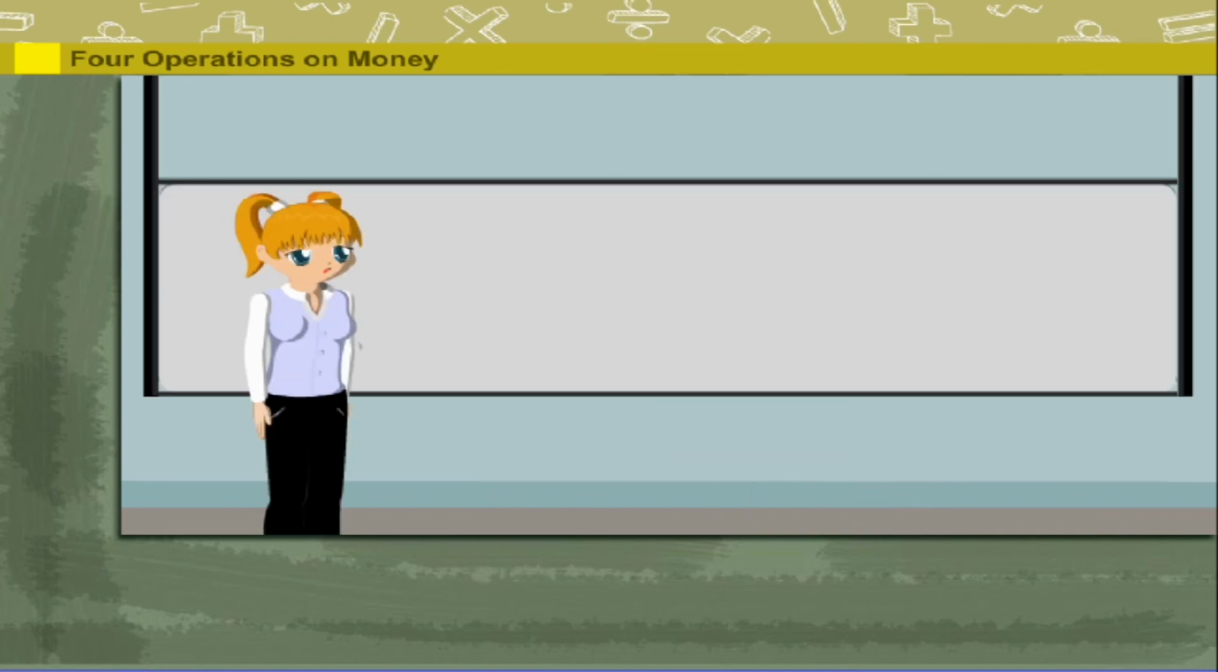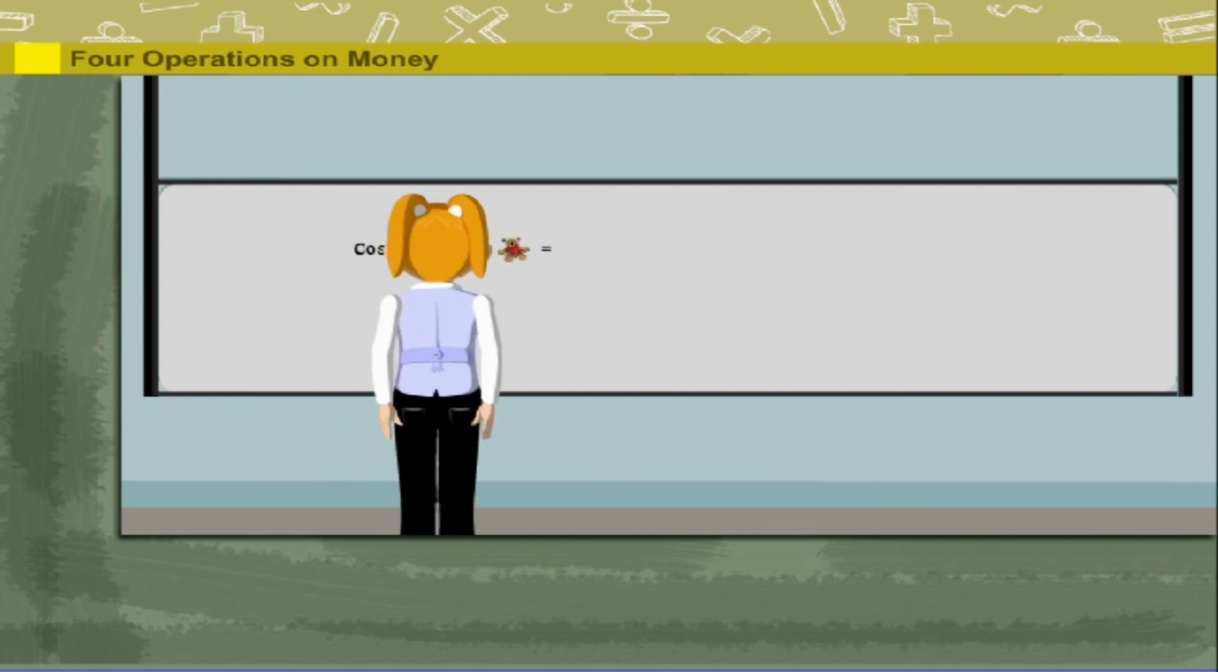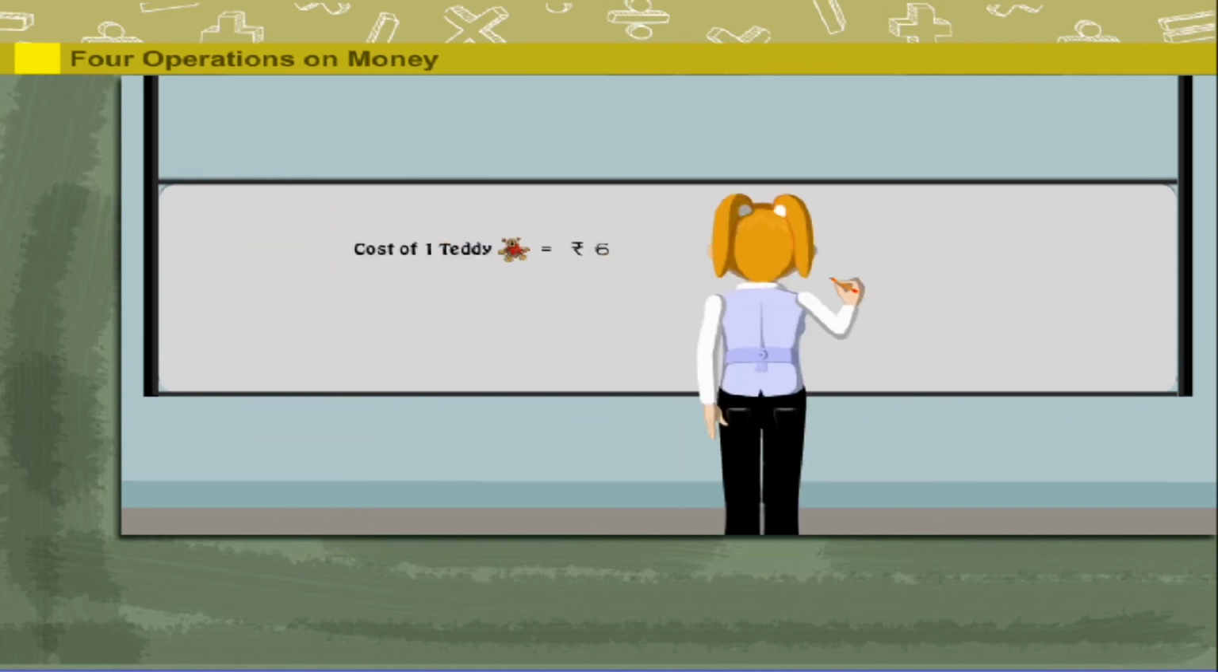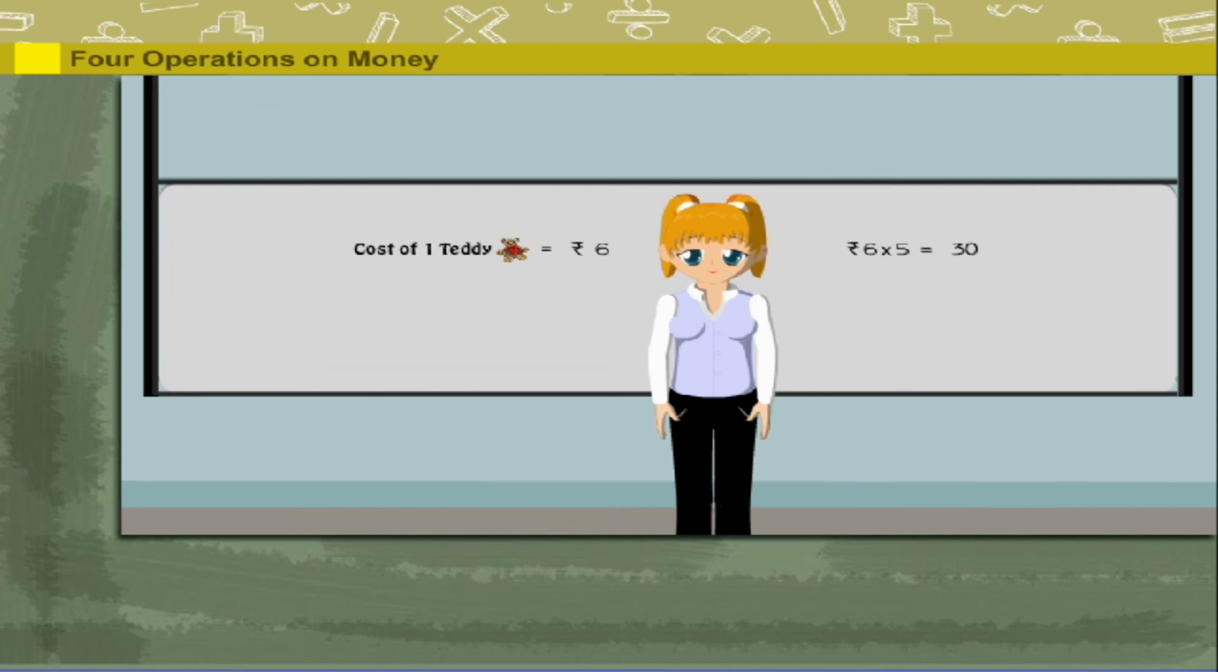Another question on the board is, cost of 1 teddy bear is rupees 6. What is the cost of 5 teddy bears? Nancy ma'am multiplies rupees 6 by 5. 6 fives are 30. So, the cost of 5 teddy bears will be rupees 30. That was easy.